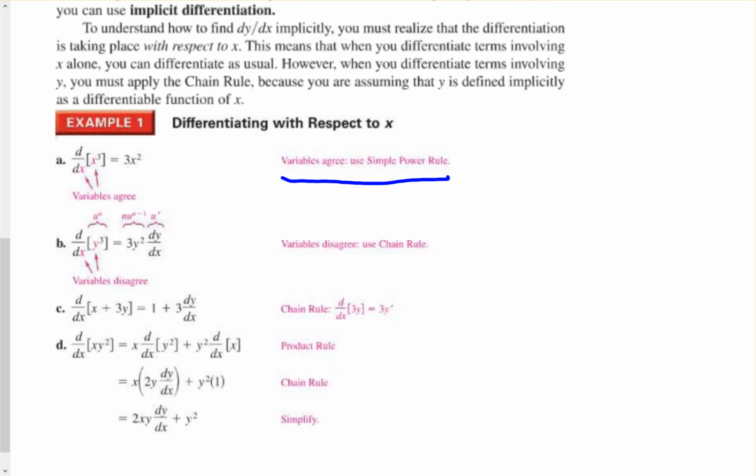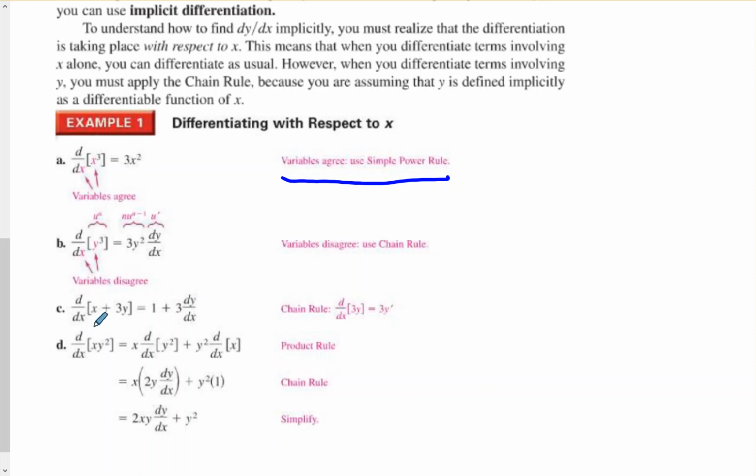For something like x plus 3y, you have a combination of x's and y's. For the x, you take the regular derivative, which is 1, and then for the 3y, the derivative is 3, and then you multiply by dy dx. So you're using the chain rule.